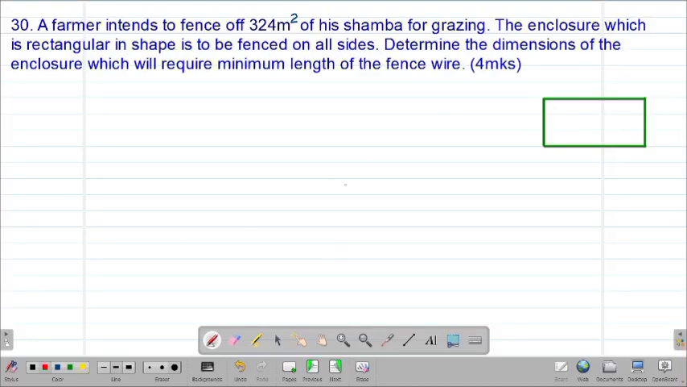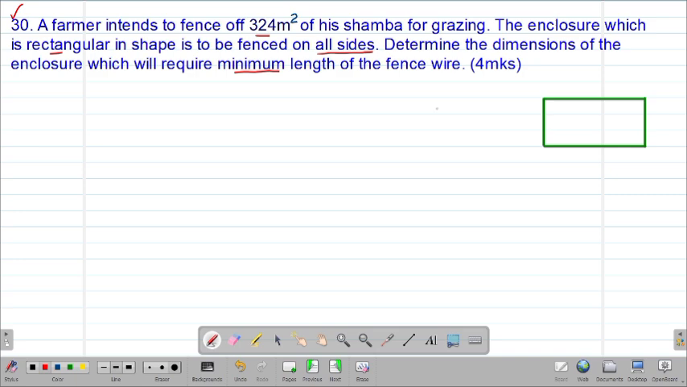Welcome to today's class. It's our 20th lesson on a given Form 4 mathematics topic called differentiation. So we are looking at our 30th example, which reads that a farmer intends to fence off 324 square meter of his shamba for grazing. So the enclosure, which is rectangular in shape, is to be fenced on all sides. Determine the dimensions of the enclosure, which will require minimum length of the fence wire.